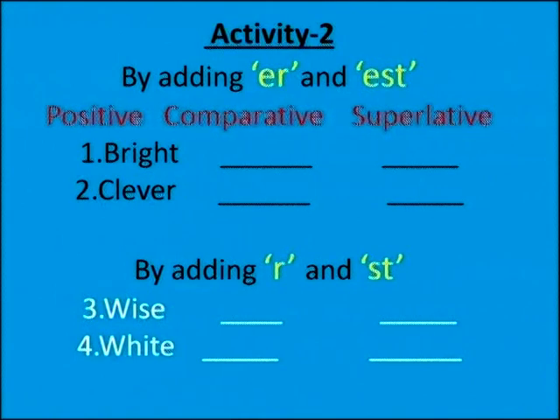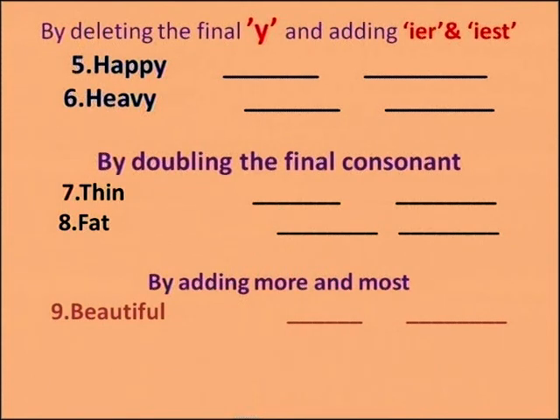Now, by adding R and ST. Why we are adding only R and ST, friends? Yes, the E is already here. That's why we are adding only R and ST. Wise, wiser, wisest. White, whiter, whitest. Now, by deleting the final Y and adding IER and IEST. Happy. Here we should drop Y and we should add IER and IEST. Happy, happier, happiest. Heavy, heavier, heaviest.